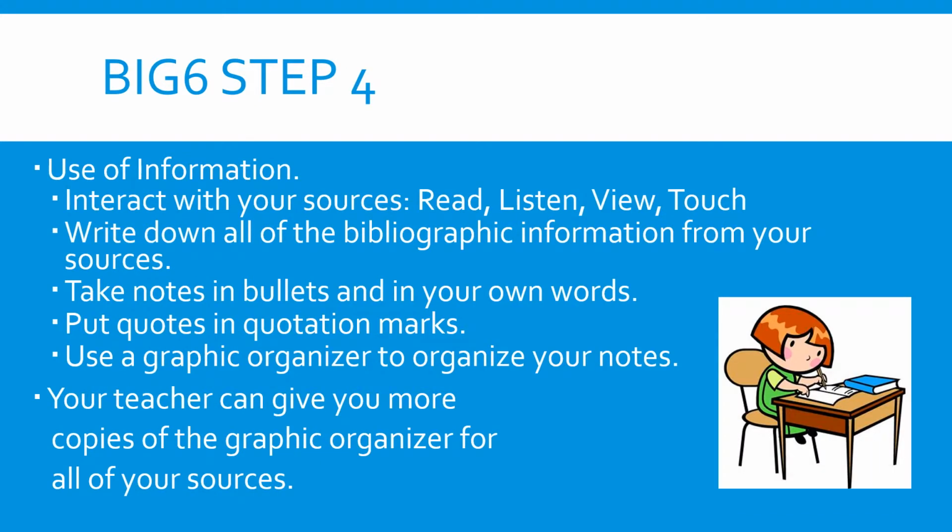Step 4 is the use of information stage. In this stage, you actually acquire the information. You might be reading from your sources or listening to something. You might be making observations or talking to someone. Be sure that you write down all the important bibliographic information like the author, the copyright or publishing date, and if it's a website, you'll need to write down the URL.